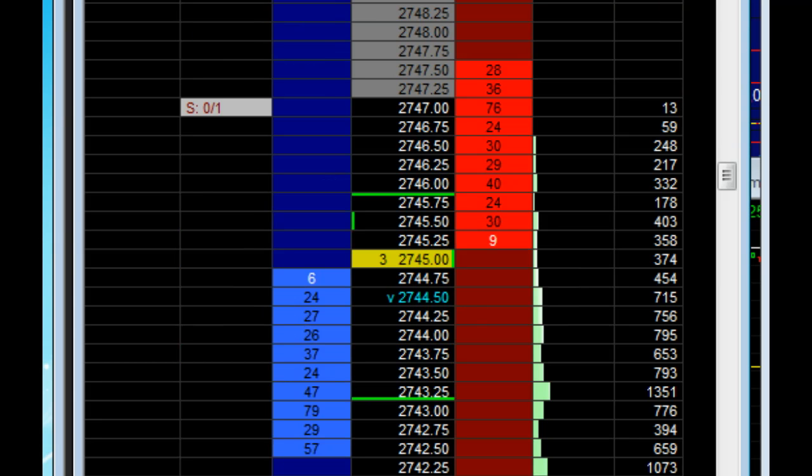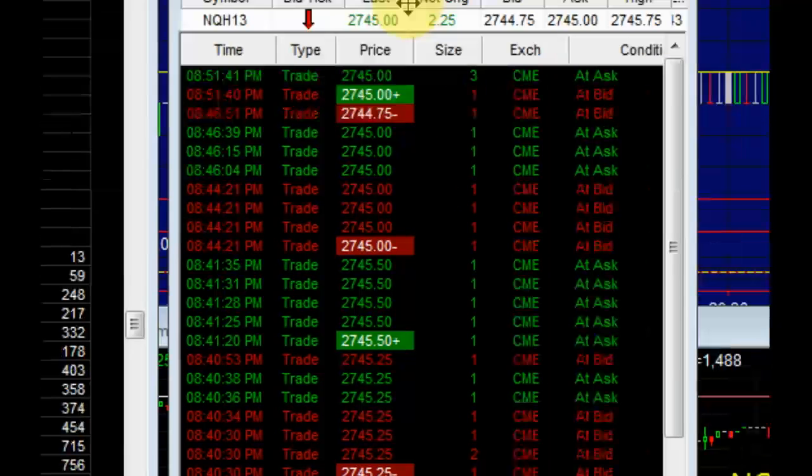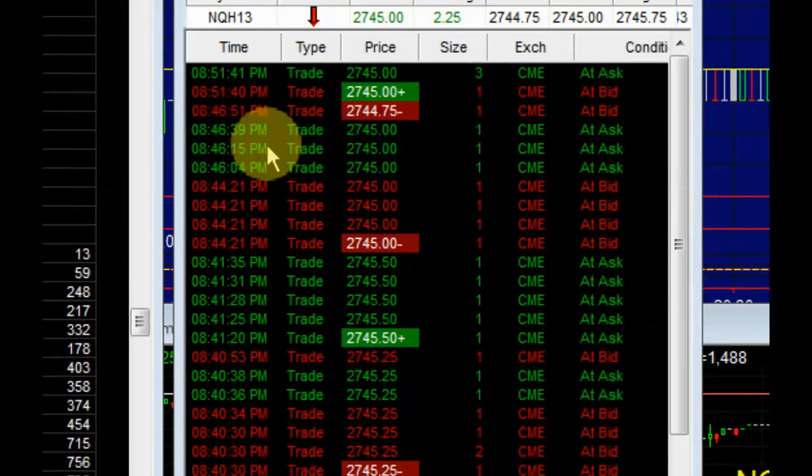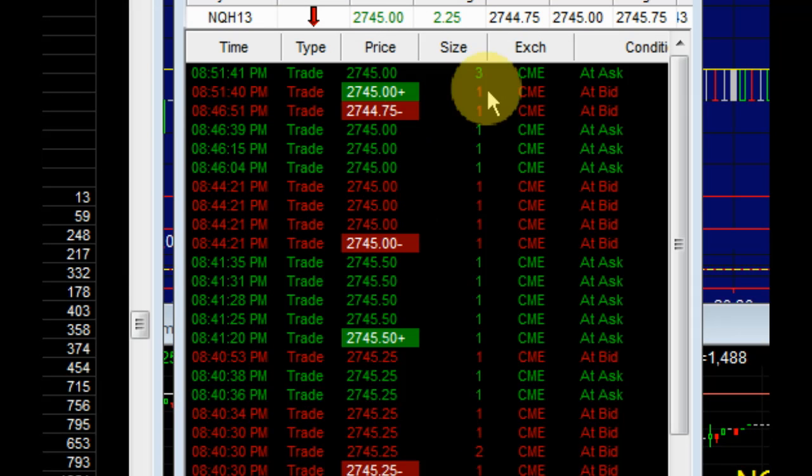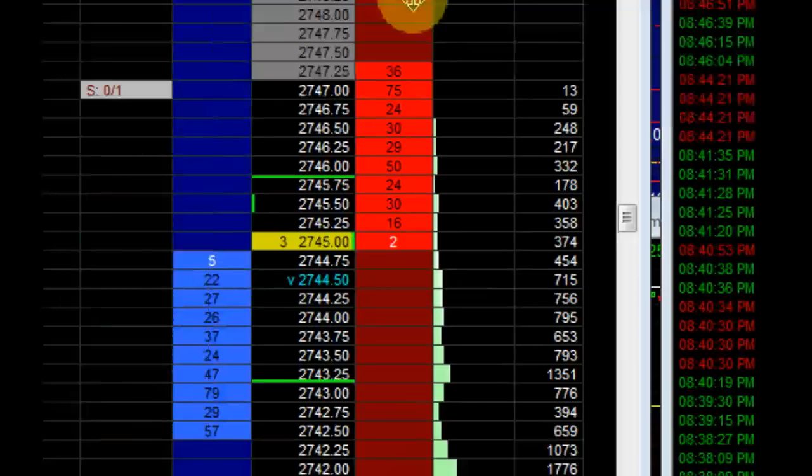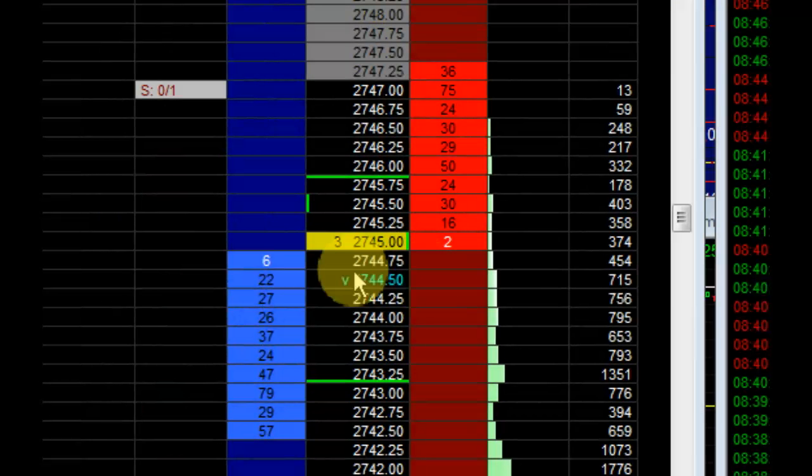So that's that. I showed you the time and sales, and you can see the time of day and what the price was. Now, since I've been talking here, we see that 3 contracts went at the 45 level. If you go back to the DOM or the matrix, you can see the price has gone up. You can see there were 3 contracts traded there.